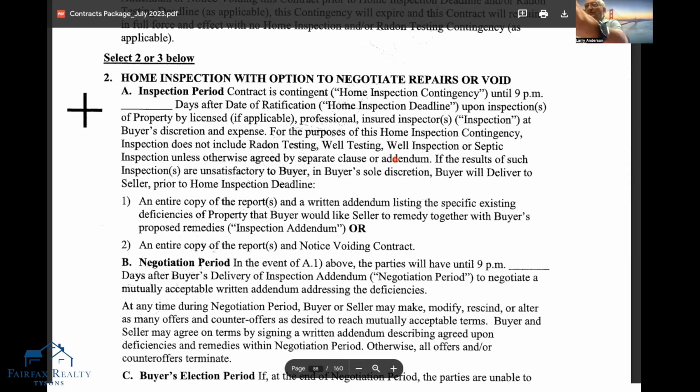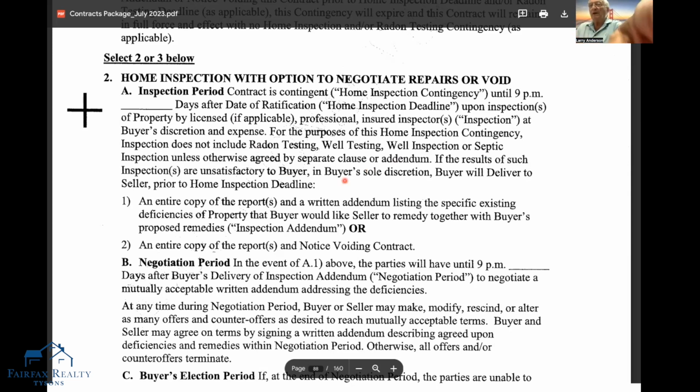If the results of the inspection are unsatisfactory to buyer, and here are the key words: buyer's sole discretion. Buyer will deliver, capital D, remember, to seller prior to home inspection deadline. Okay. Now, we've had sellers say, that's not a bad report, I'm not letting them out. They have no choice but to let them out. It's in the buyer's sole discretion.